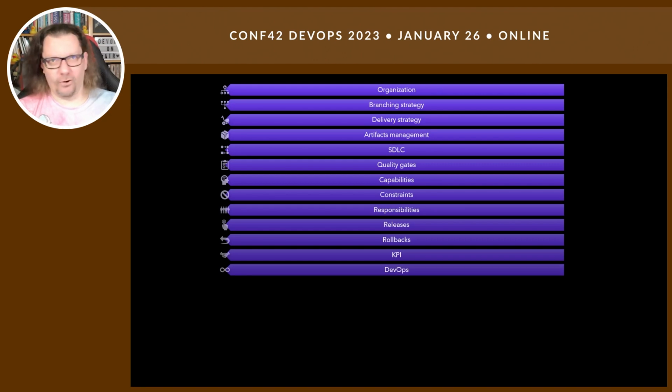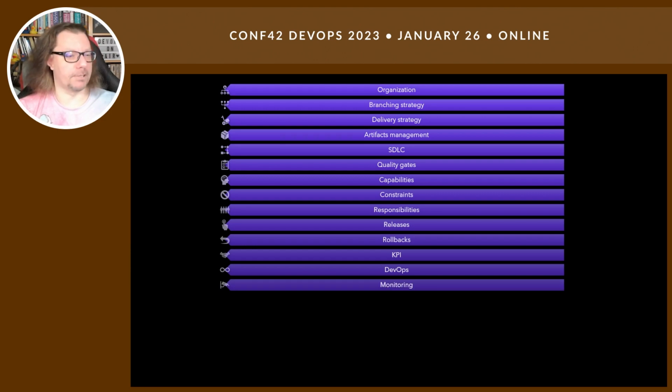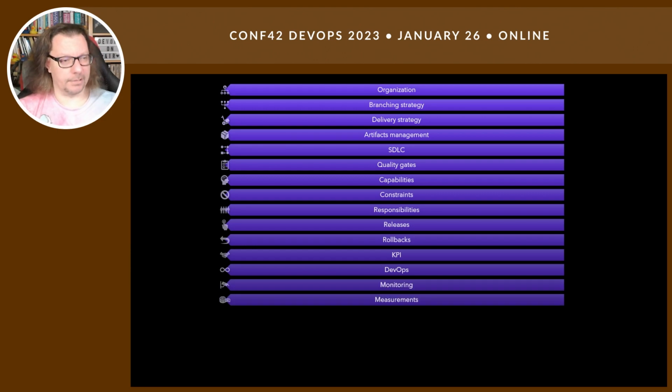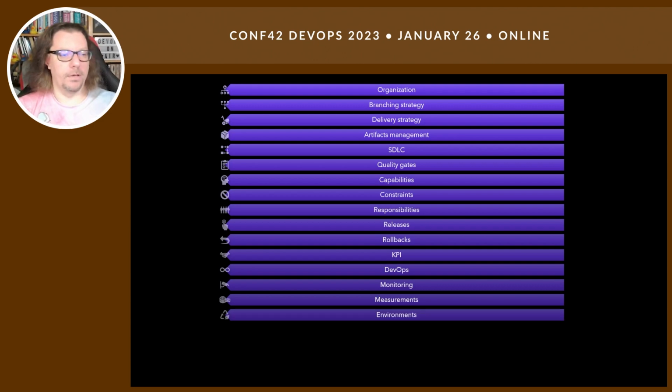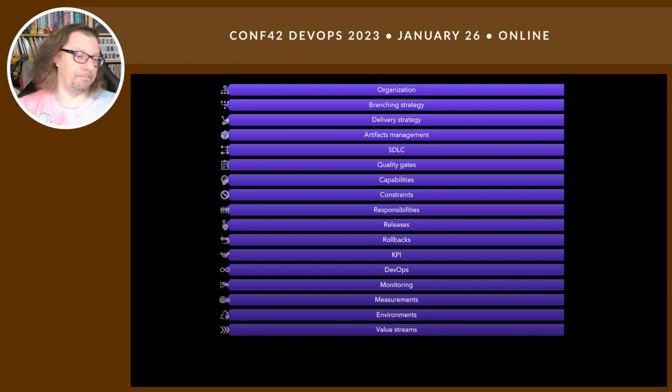Yes, I know all of us love KPIs. DevOps as a practice, monitoring and measurements. Those two things are different. Monitoring is not equal to measurements, nor are measurements part of the monitoring. We will go into details a little bit later. What kind of environments we have.